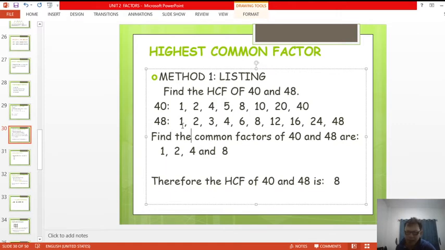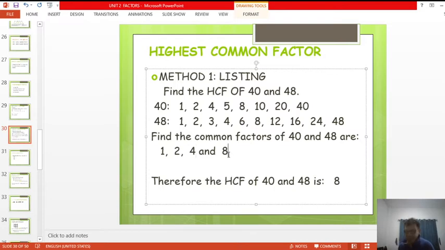So again we have 1, then we have 2 there. 3, there's no 3 there. Then we have 4, right? See, 4, 4. 5, nothing. 6, nothing from both sides. 7, we don't have that. Then the next number we have is 8. See, 8 and 8. So you write it down. So again, don't forget to write down 1, 2, 4, 8. How about 10? There's 10 in 40, but no 10 in 48. 11, 12. There's no 12 there. Then we have 16. There's no 16. 24. There's no 24. 40. So far, the common factors of 40 and 48 are 1, 2, 4, and 8.